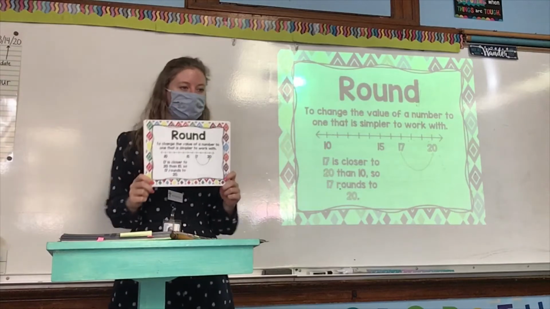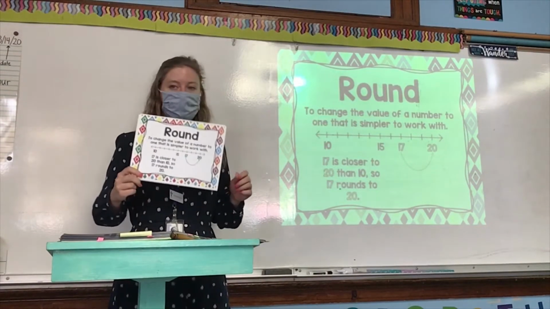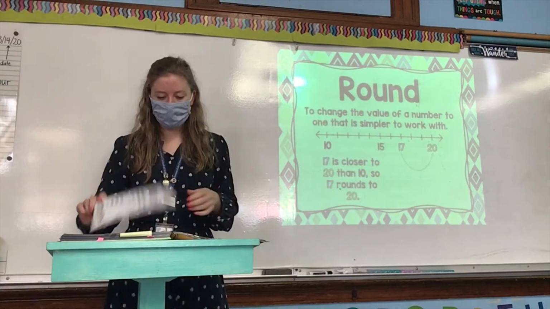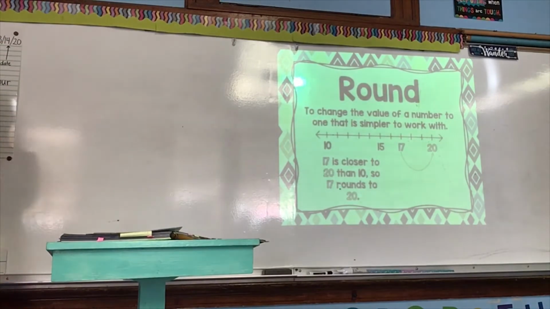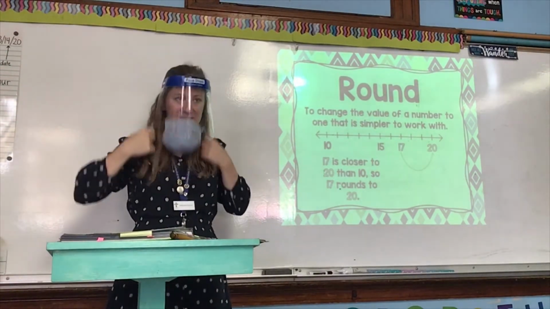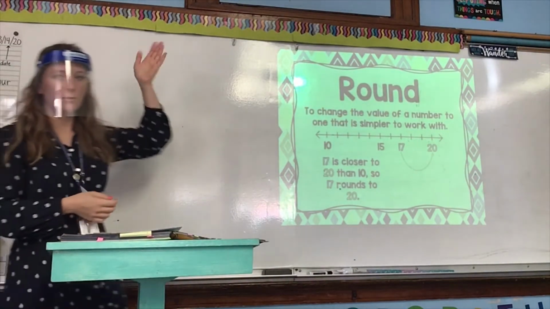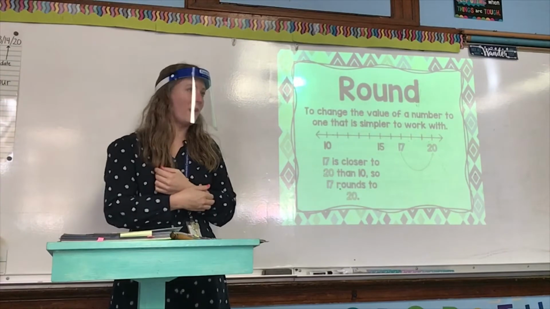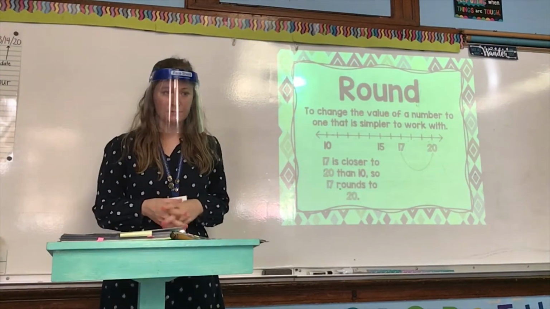You should be looking at this sheet right here, because what we're going to be talking about today is rounding. Who remembers, without looking at their sheet, what it means to round? Who remembers ever rounding before? Raise your hand if you remember rounding. You should have, because you've done it several years in a row.